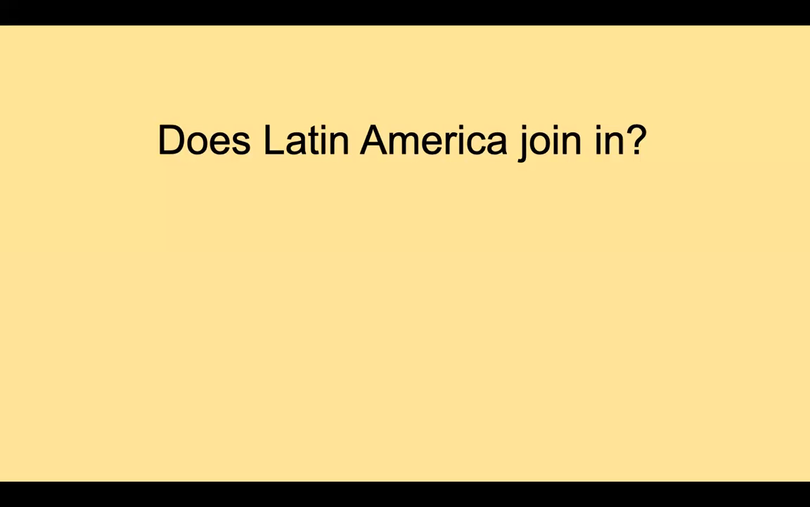It was the region that rejected that idea the most. So the answer is no. Does anyone have anything that you want to add to that? Is there anything about Latin America that went along with this rejection of embedded liberalism? Where did dependency theory come from?